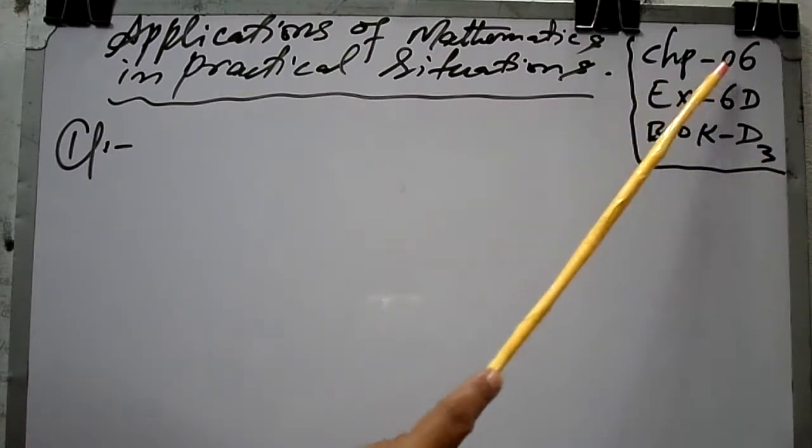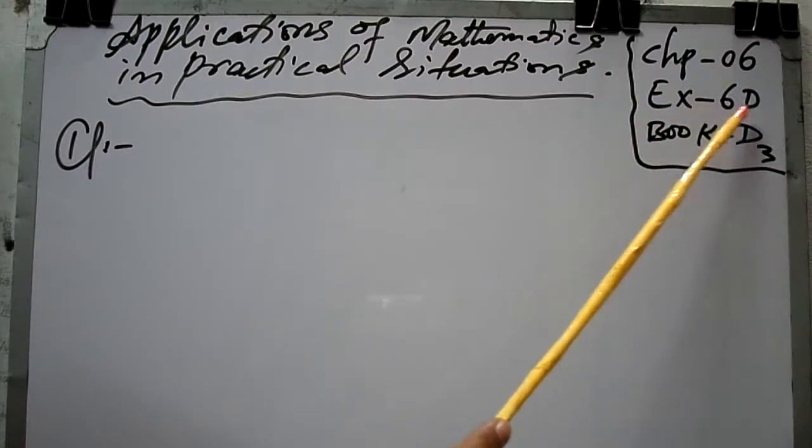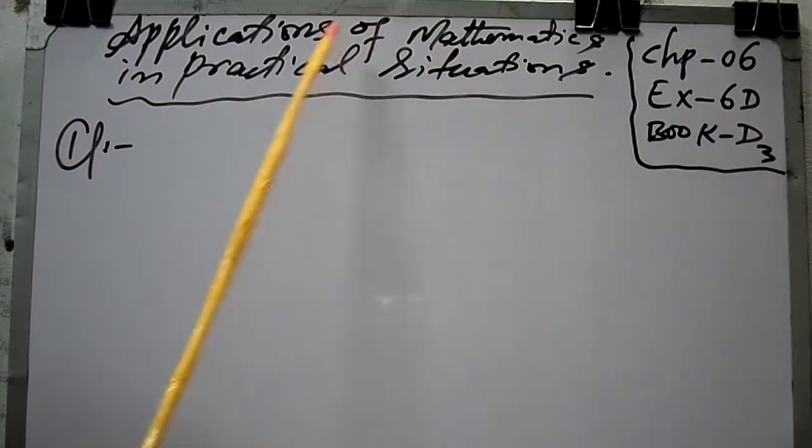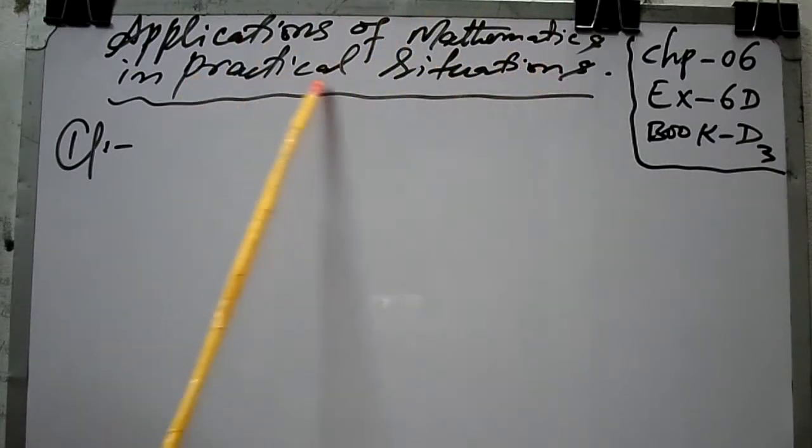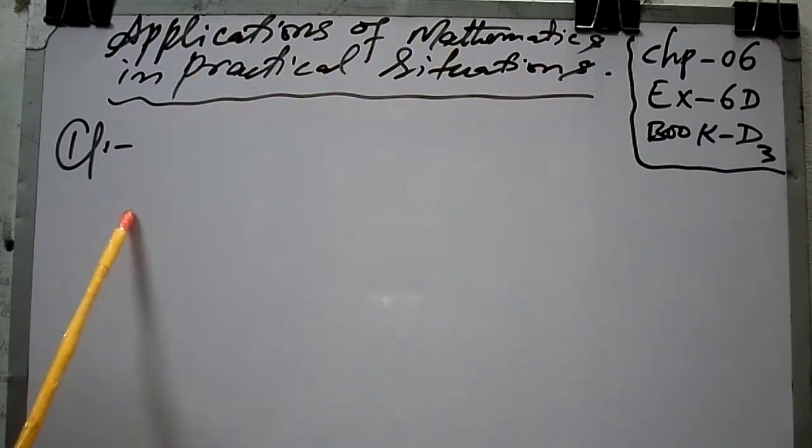Today we will discuss chapter number 6, exercise 6D, book D3, applications of mathematics in practical situations. Question number 1. Read the statement carefully. Find the compound interest on part A, $450 for 2 years at 10% per annum compounded yearly.